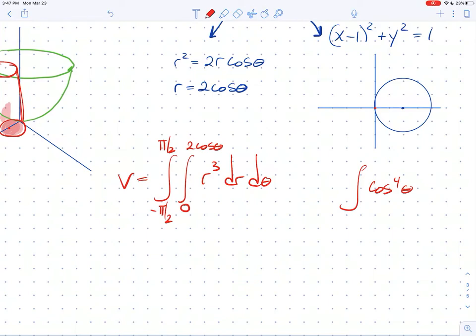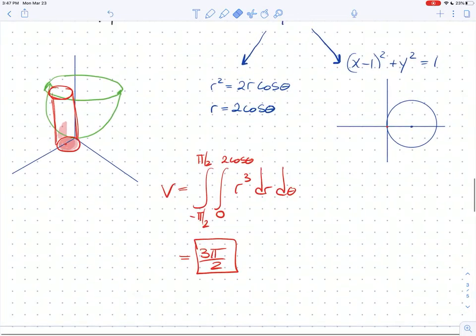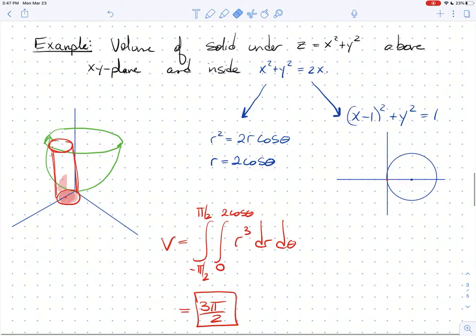You're going to do that via angle reduction. I leave all that to you to avoid the length of this getting too long. And in the end, you're going to work this thing out and you're going to get 3 pi halves. So that is homework. I would like you guys to work that out. Pause the video if you want and make sure that you can do the mathematics and get 3 pi halves. But that is the volume that we're trying to find.